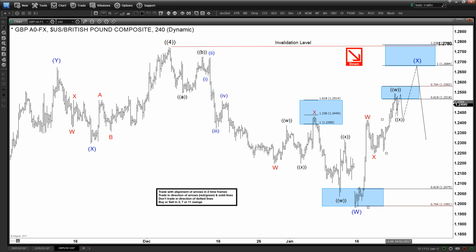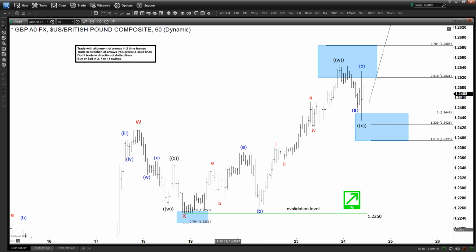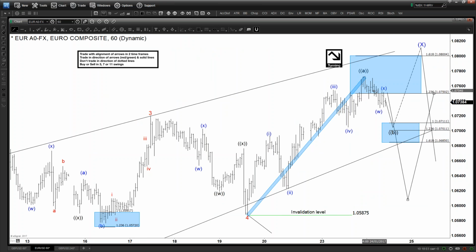Of course, we're still looking for a 3-wave pullback in the euro, but you can see the pound looks to have done 3 waves. Of course, it still can do 7 swings, but at least it has done 3 swings already. And the euro is kind of lagging. It's a very slow and shallow pullback so far. And clearly, nothing is threatening the pivot here in the distribution system at this particular moment in time.